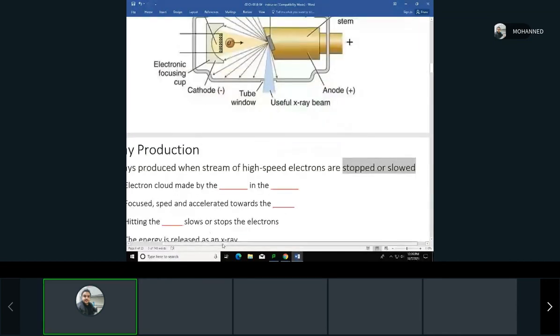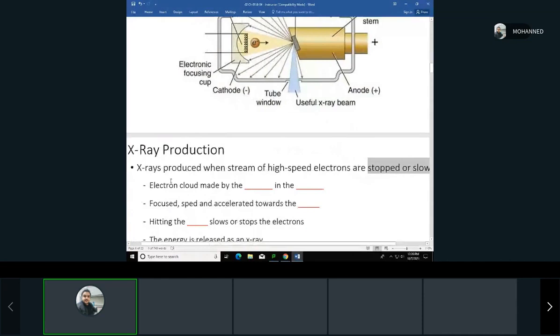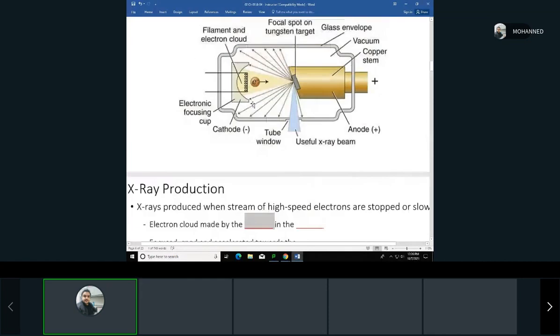So again, to put it more in terms, the electron cloud that is made by the filament in the cathode, right?